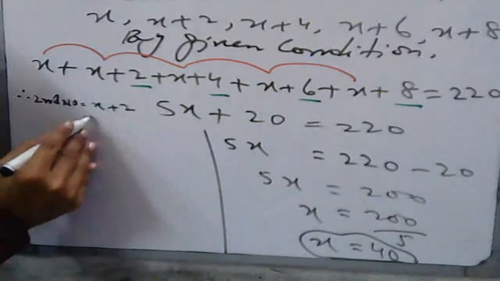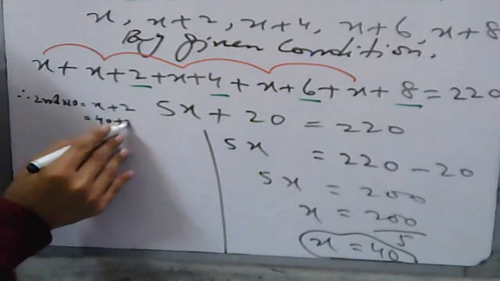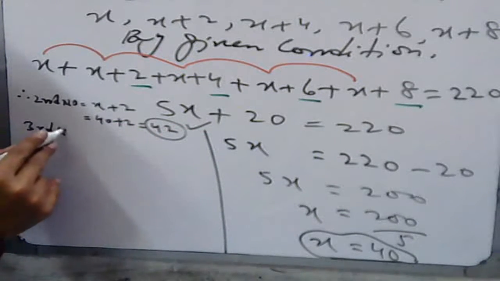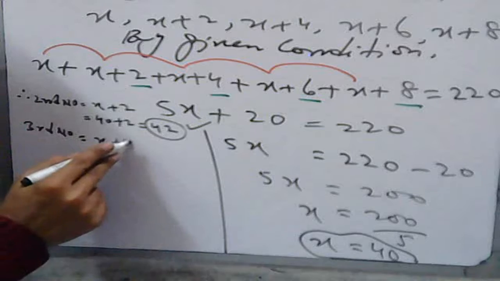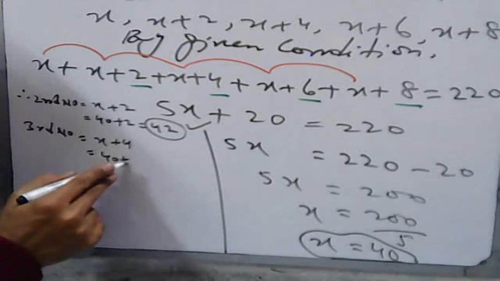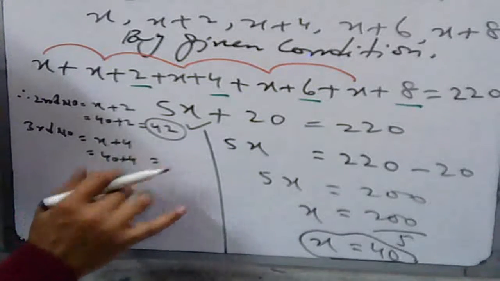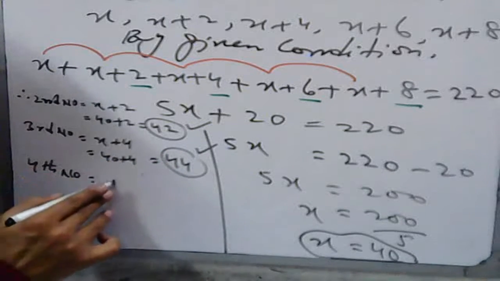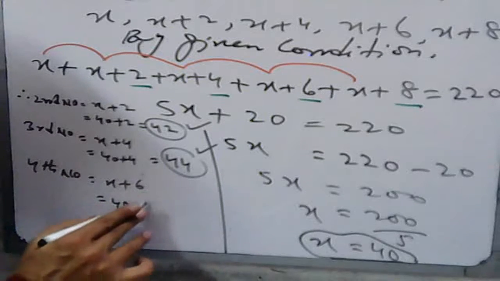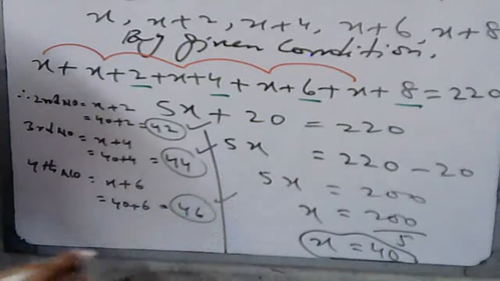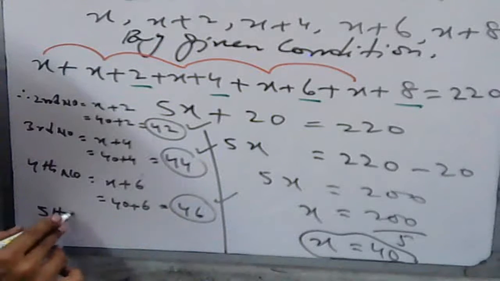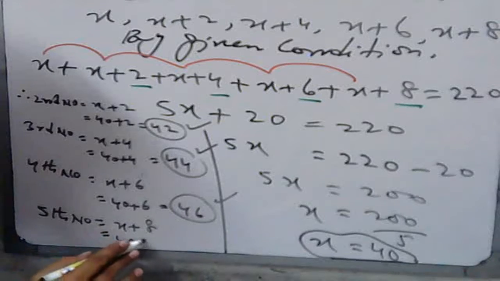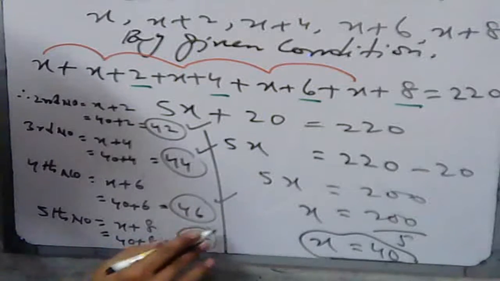Similarly the third number will be equal to x plus 4, which is equal to 40 plus 4, which is equal to 44. Now the fourth even number is x plus 6, which is equal to 40 plus 6, which is 46. Similarly the fifth even number will be equal to x plus 8, and you will get 40 plus 8, you will get 48, which is your required even number.